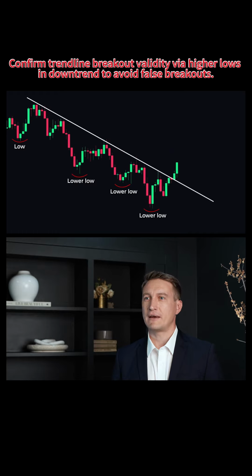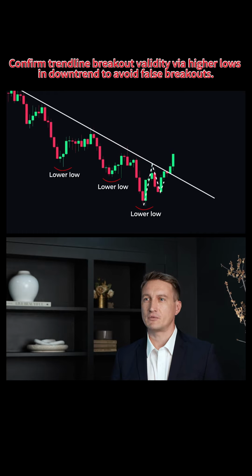But now look at what happens before the breakout. We notice that price fails to form another lower low, and instead forms a higher low. This tells us that this downtrend structure was already getting weaker before the price broke out.